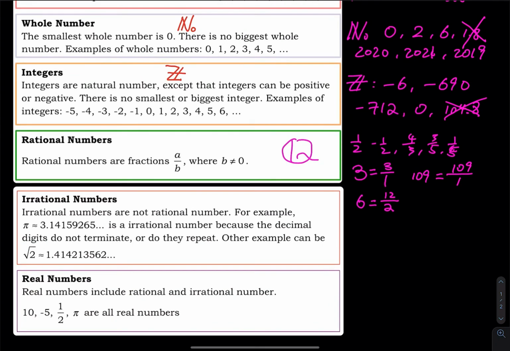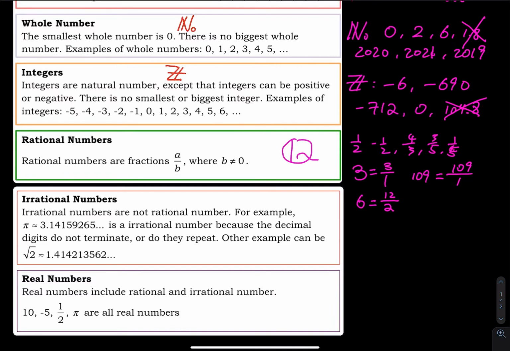And then we have irrational numbers. They are not rational. For example, pi, 3.14159, whatever, is an irrational number because the decimal digits do not terminate and they do not repeat. Other examples can be the square root of 2. If you don't know what a square root is, that's fine. We are going to discuss that in another lesson. The square root of 2 is approximately equal to that. Those digits on the right-hand side of the decimal point do not repeat and do not terminate. So we call these irrational numbers.